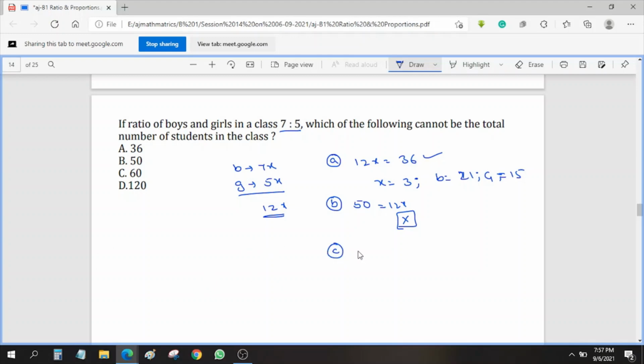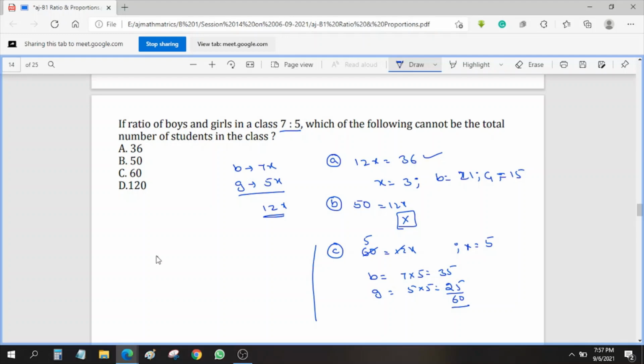So if you take C, 60, 60 equals 12x. So 12 ones are 12, 12 fives are 60, which means x equals 5. After getting x equals 5, the number of boys are what? 7 into 5, which is 35, and the number of girls are what? 5 into 5, which is 25, which means 60 can be a possible answer.